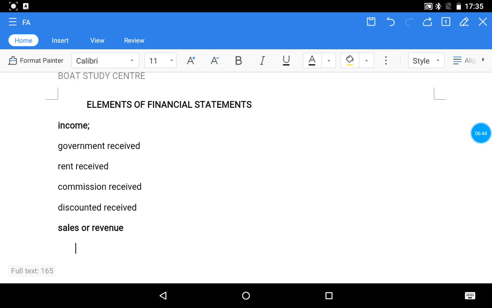Then we also have the next one. We are going to look at expenses. When you talk about expenses, these are costs incurred while operating your business.